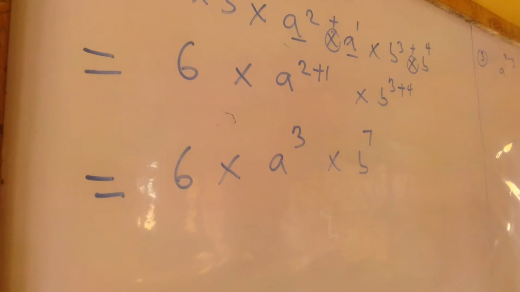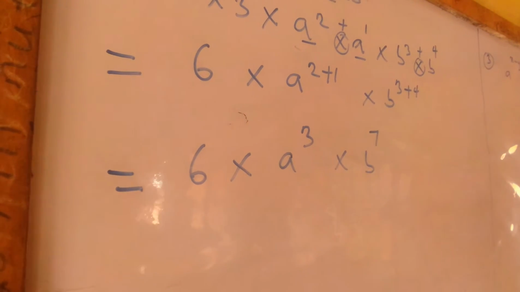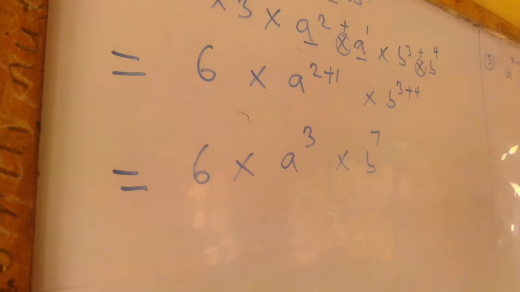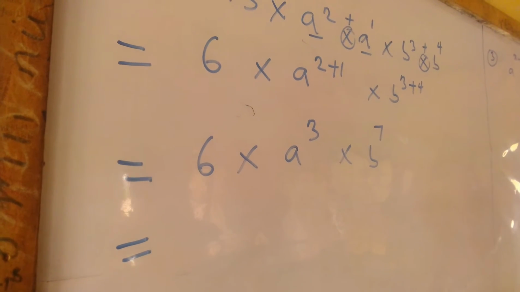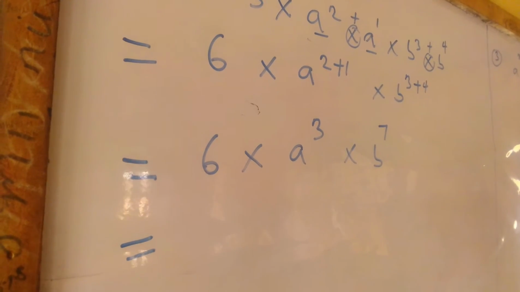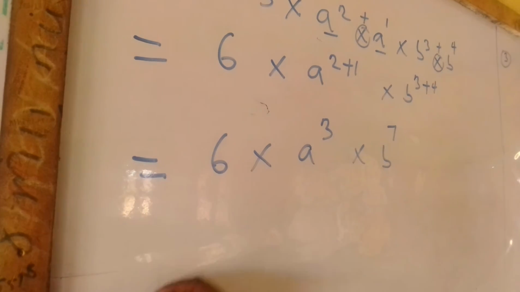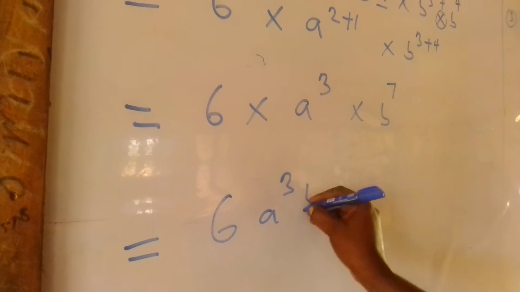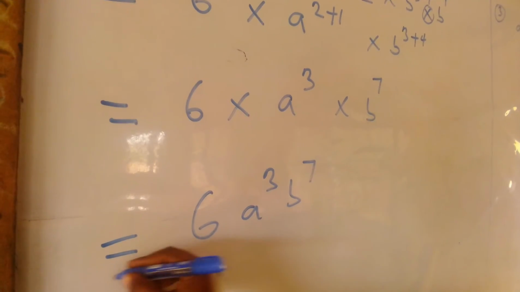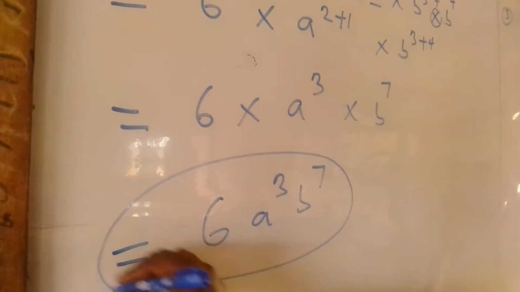Now, the work is simple. It looks simpler than before. Now, we are going to connect everything together. Connect numbers with alphabets: 6, A raised to power 3, B raised to power 7. This will be the final answer.